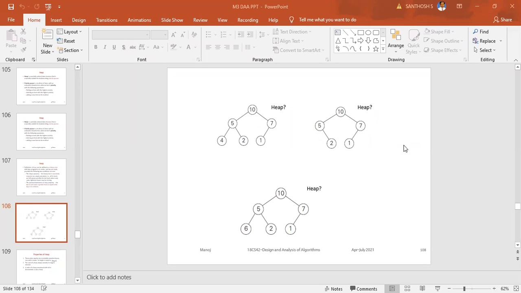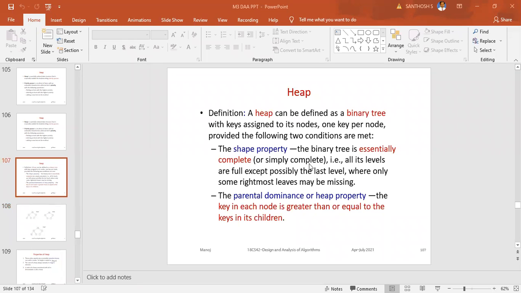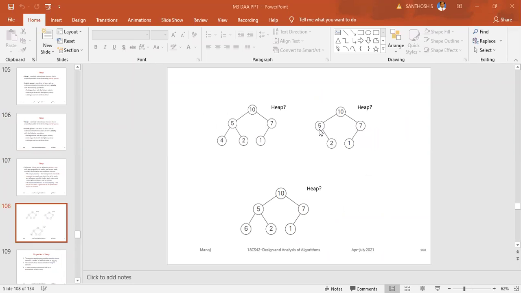It does not accept the shape property because at the last level only rightmost leaves may be missing, but in our diagram the leftmost leaf is missing. So the shape property fails, and we can't consider it a heap. But come to parental dominance: parent 10 is greater than children 5 and 7, 5 is greater than 2, 7 is greater than 1. So the parental dominance property is accepted, but the shape property is not. Understood? That's why this is not a heap.